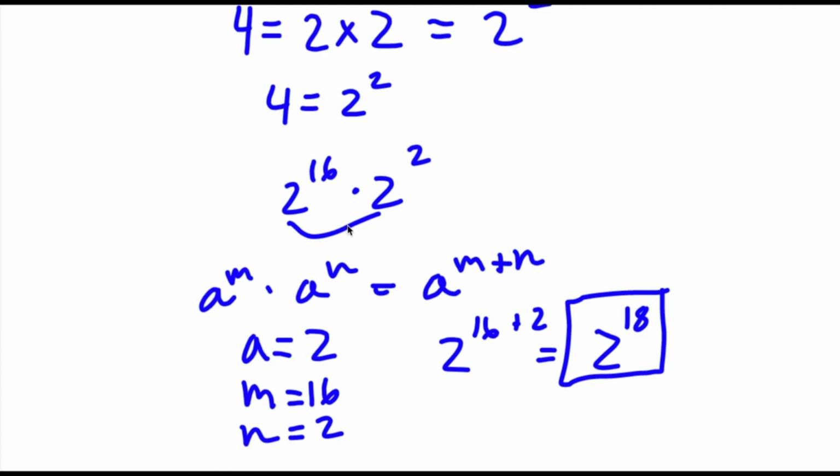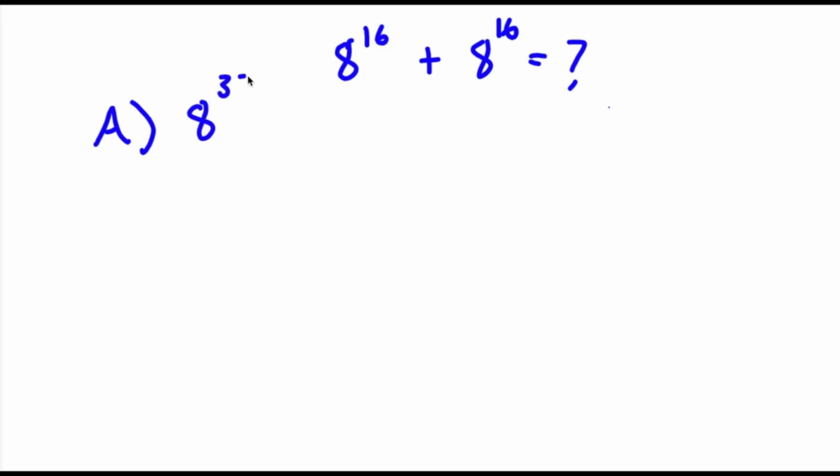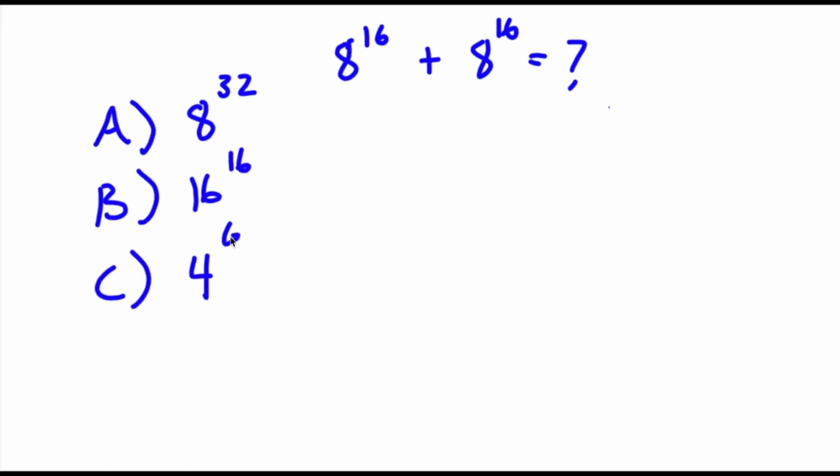So now it's time for our bonus problem. How to solve 8 to the power of 16 plus 8 to the power of 16. And for this problem, we have 4 answer choices. So A, this is 2 to the power of 32. B, this is 16 to the power of 16. C, this is 4 to the power of 64. And D, this is 2 to the power of 49.